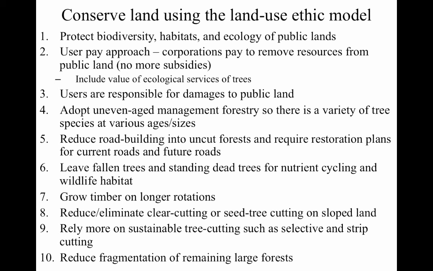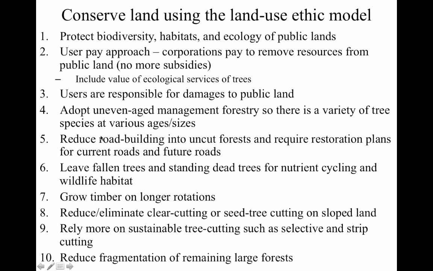Number three seems sort of obvious, that if a user damages land when they're removing the logs or whatever else, then they should pay for the damages. And it seems obvious, but that hasn't always happened. Number four, adopt an uneven aged management forestry so that when a logging company is allowed on federal lands, they don't just take the tallest trees. They're going to take some of the tall trees, some of the medium trees, and some of the small trees to make sure that the distribution is not affected.